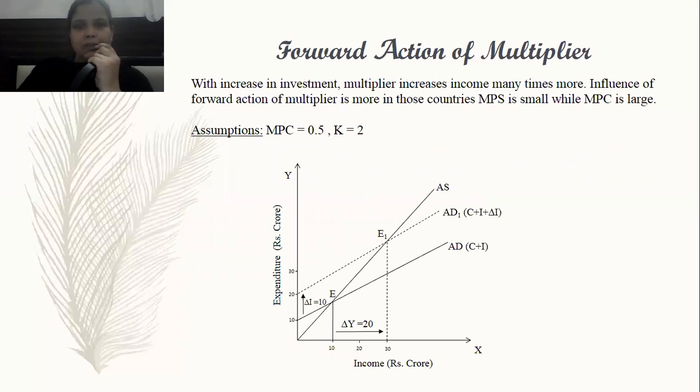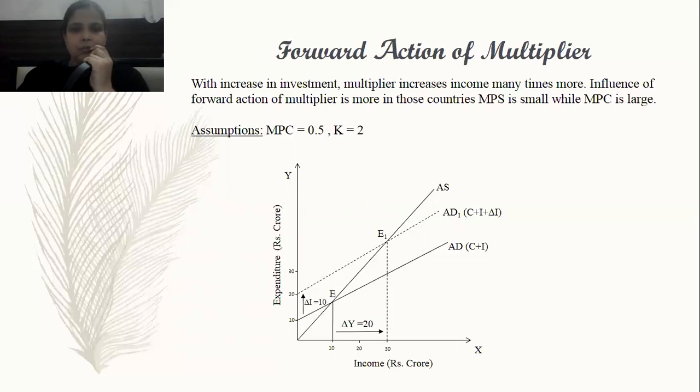Forward action of multiplier means with increase in investment, multiplier increases income many times more. The influence of forward action of multiplier is more in those countries where MPC is large. It means marginal propensity to consume is large and marginal propensity to save is small. Here we assume that MPC is equal to 0.5. As a result, if you apply the formula K is equal to 1 upon 1 minus MPC, it means multiplier is equal to 2.